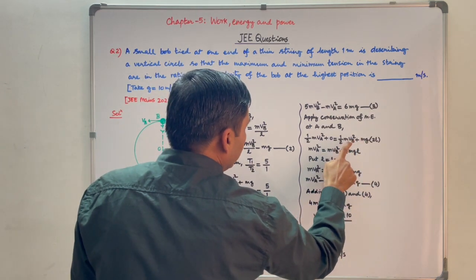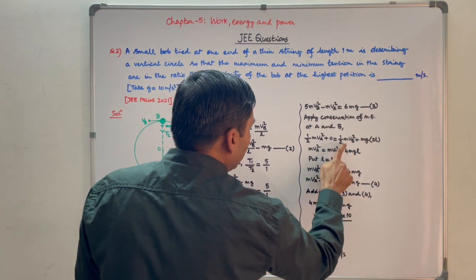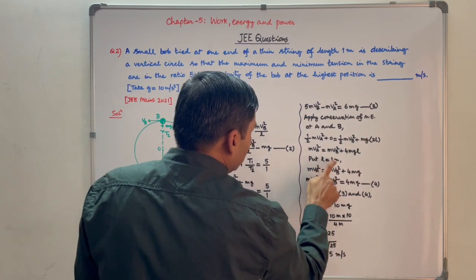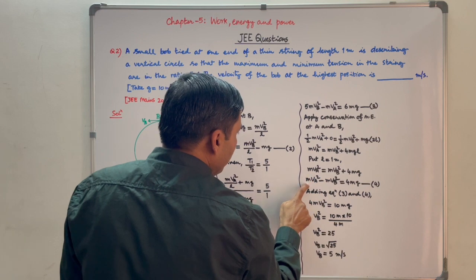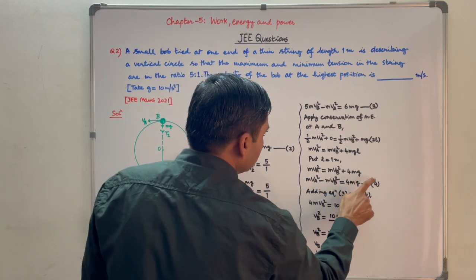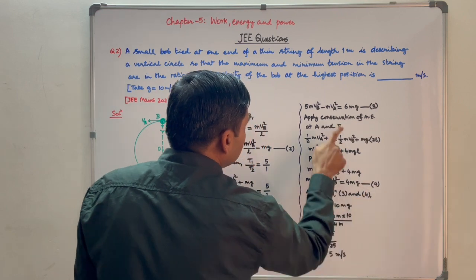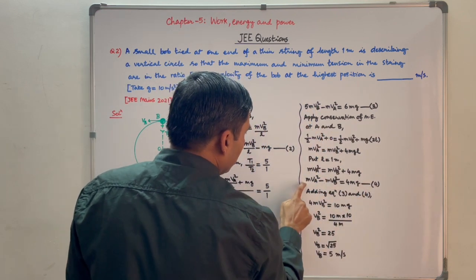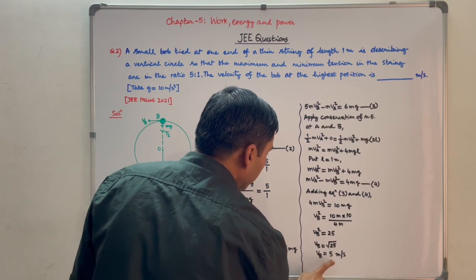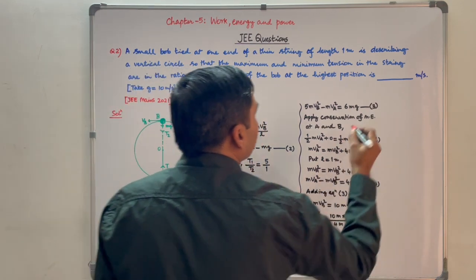So at point B, mechanical energy of the bob will be half mVB square plus 2mgL. Put L is equal to 1 meter. This gives mVA square minus mVB square is equal to 4 mg. Suppose this is equation number 4. We can solve equation number 3 and 4 to get the value of VB is equal to 5 meter per second. That is our answer.